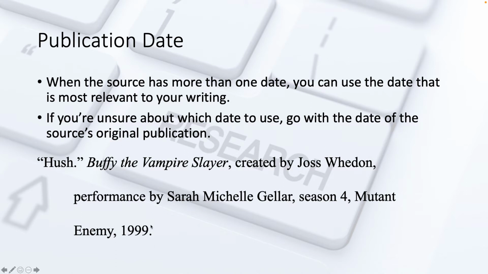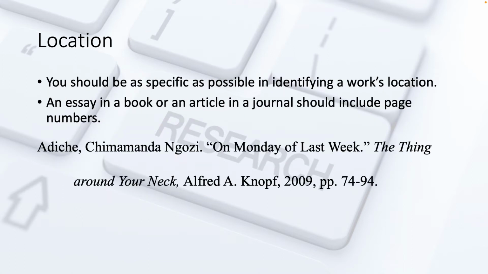The publication date is the year that the information was published. Now, if it's a book or an episode of a TV show, you're going to put the year. If you're looking at a website, that could be the date of the actual article, the date it was updated, or the copyright date at the bottom, showing that the website is current. And the last thing is location.